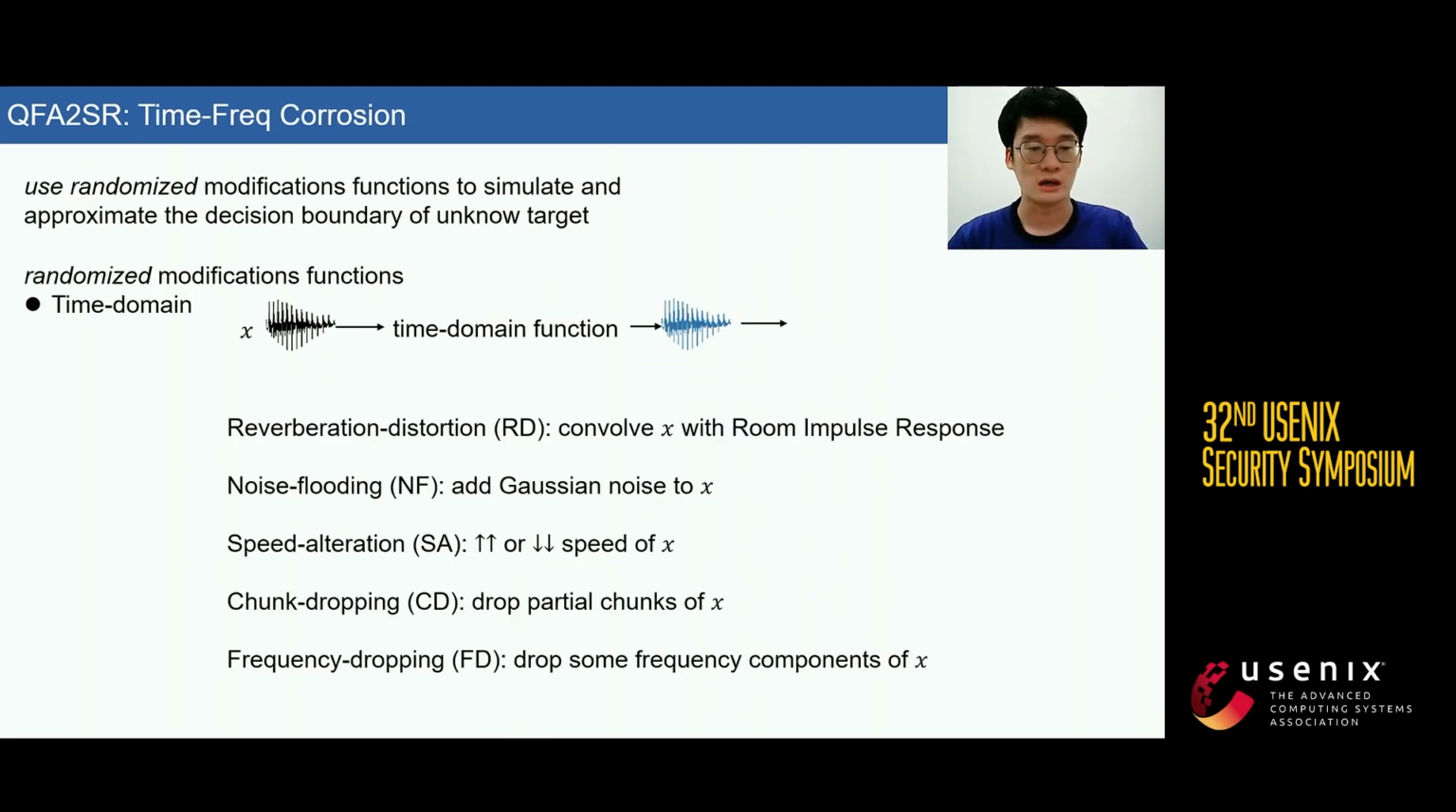The third method is time-frequency corrosion. One of the reasons for the low transferability is that the surrogate and the target system may have different decision boundaries. So this method tries to use randomized modification functions to simulate and approximate the decision boundary of the target. We design two types of modification functions. The first type modifies the waveform in the time domain. We use five time-domain functions, including adding Gaussian noise or changing the speed of the voices.